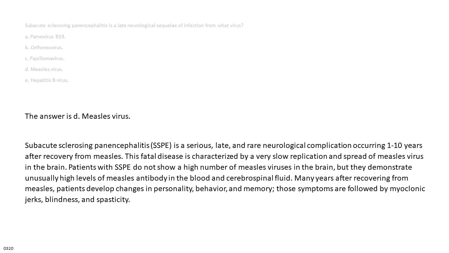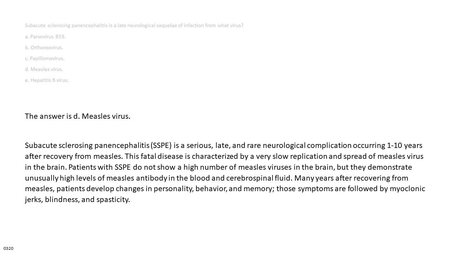The answer is D. Measles virus. Subacute sclerosing panencephalitis, SSPE, is a serious, late, and rare neurological complication occurring 1-10 years after recovery from measles. This fatal disease is characterized by a very slow replication and spread of measles virus in the brain.